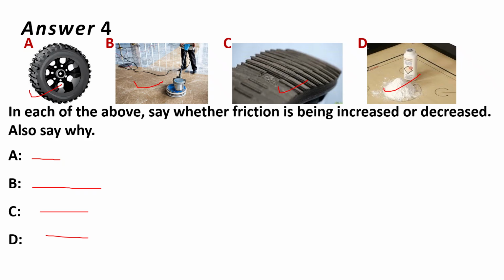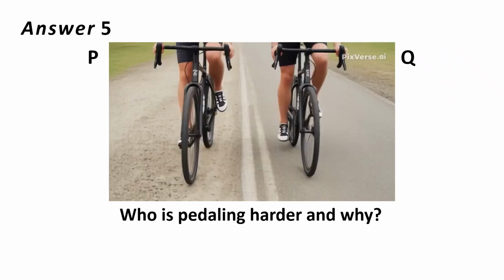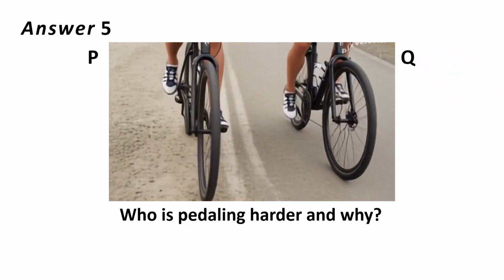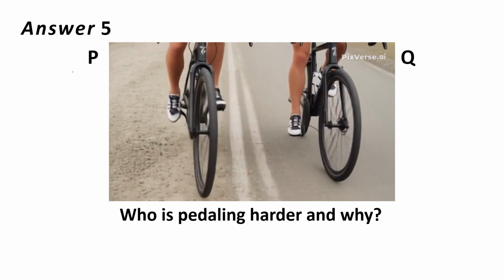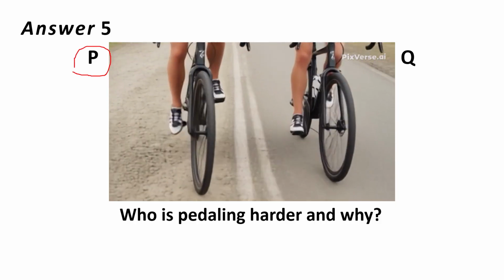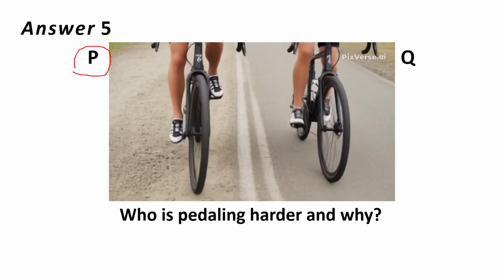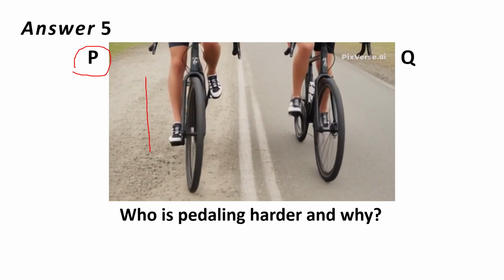Question number 4, and now question number 5. Who is pedaling harder? The answer is P is pedaling harder. Why? Because his path is rough. You can see the path is rough.